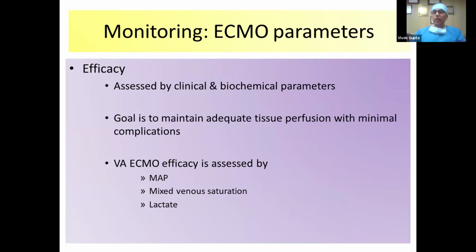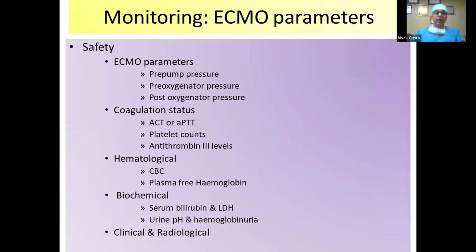And for efficacy, we assess the clinical and biochemical parameters, and the goal is to ensure adequate tissue perfusion with minimal complications. And we look at ECMO efficacy by looking at mean arterial pressure, mixed oxygen saturation, and a decreasing trend of the lactate levels. We measure several pressures like pre-pump pressure, post-pump, pre-oxygenator pressure, and post-oxygenator pressure, and we look at delta pressure.